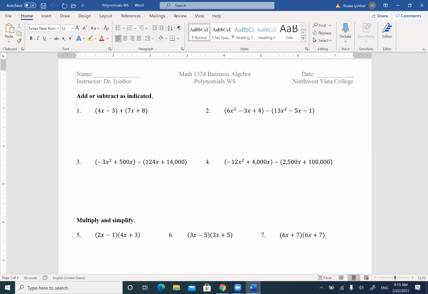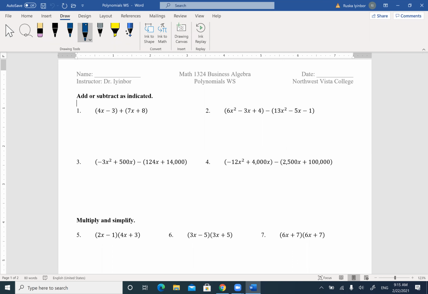So if you look at my handout here, this is a polynomial. 4x minus 3 is a polynomial. All of these in parentheses are polynomials. 4x minus 3 has degree 1 because the highest exponent is 1 for x. This polynomial here, 6x squared minus 3x plus 4, is a polynomial with degree 2, because the highest exponent for x is 2.